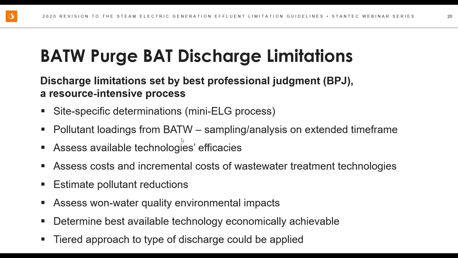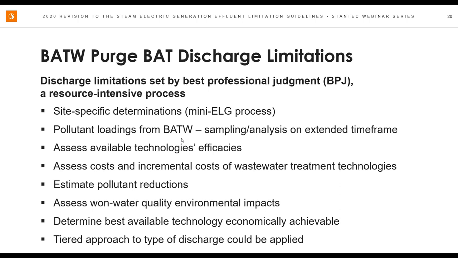The discharge limitations are set by BPJ, best professional judgment, which is a resource intensive process. I talked about that earlier. This is a site specific determination, almost a mini ELG process, taking into account what the pollutant loading is for the bottom ash transport water system, sampling analysis, over a long period of time.